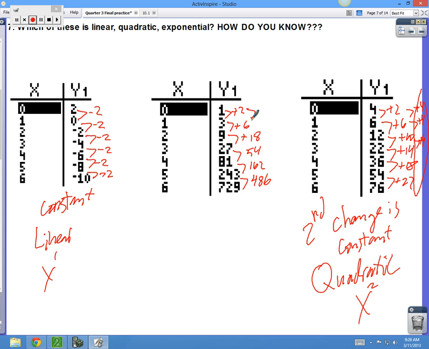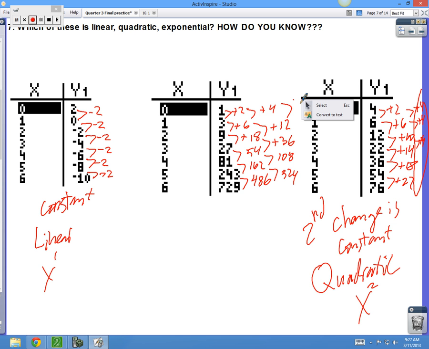Okay, now do it again. How much from 2 to 6? Up 4. How much 6 to 18? 12. How much 18 to 54? 36. How much from 54 to 162? 108. How about 324? Okay, 4 to 12. Up 8. So what's going on here?